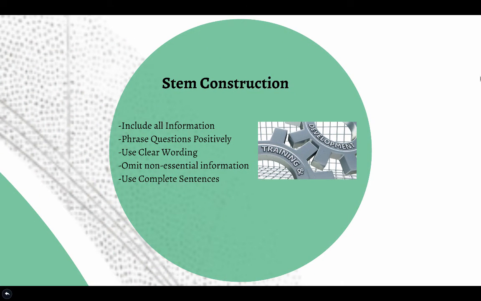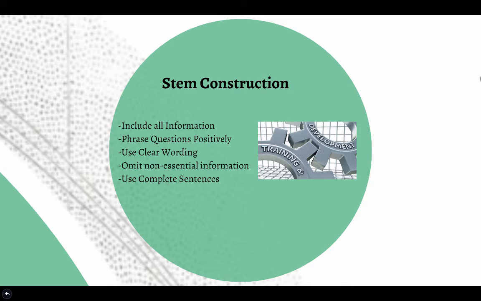A cardinal rule in test item development is to communicate effectively. Use the following guidelines as a checklist to make sure you properly write multiple choice test item stems. First, include all information, conditions, assumptions, and details required for the student to correctly answer the question without requiring them to refer to the choices.